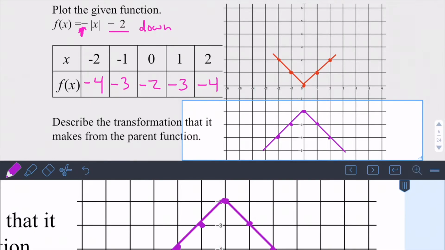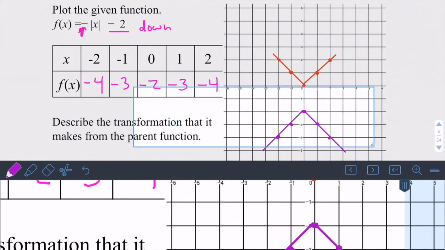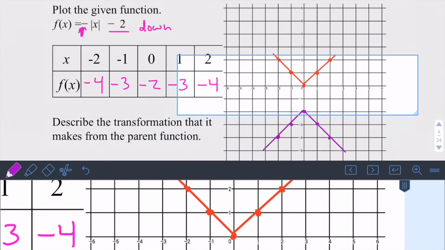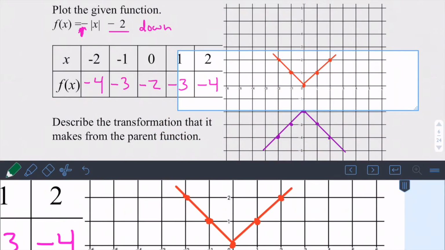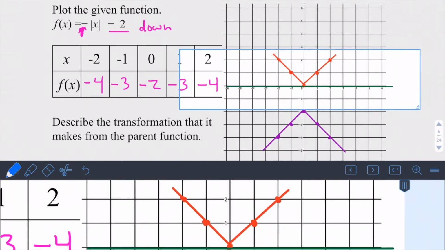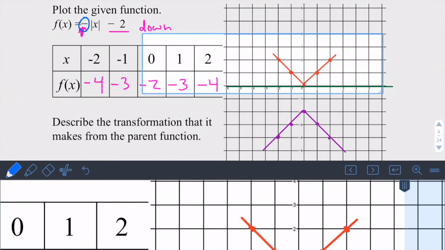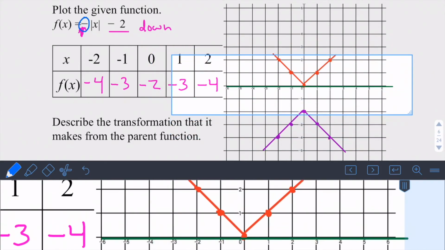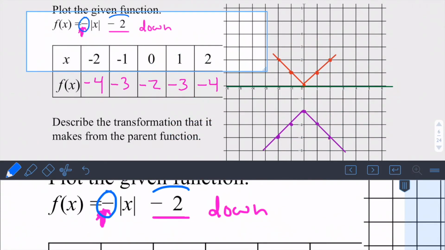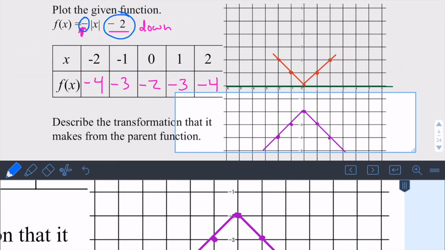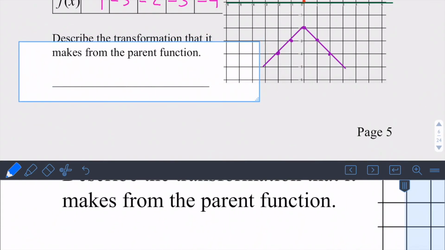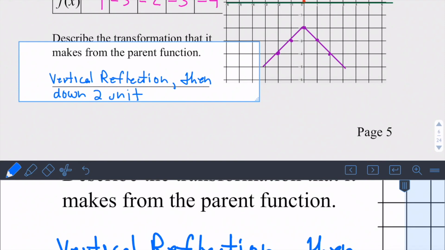That looks like that. And then if we examine this to answer the describe the transformation part, we can see, let's draw in our x-axis here, that first we reflected it, that's what that's doing. We reflected it over the x-axis, turned it upside down, and then we moved it down, which is what this term is doing, 2 units. Describe the transformation from the parent function. So I would call it a vertical reflection, then down 2 units.